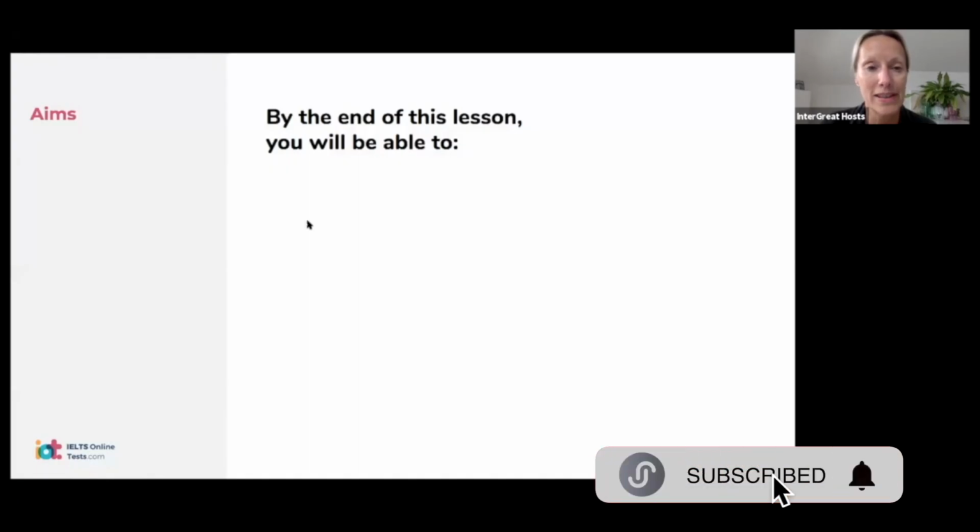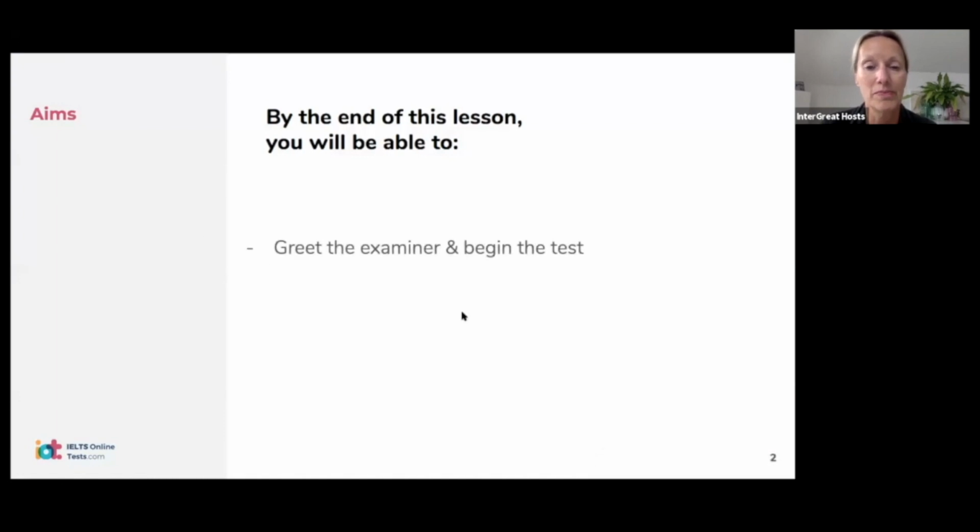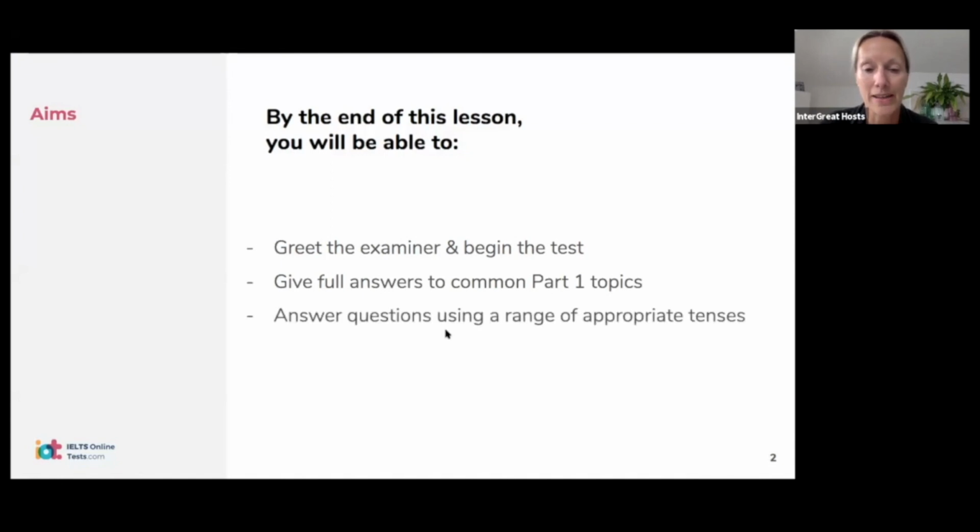Okay, so by the end of this lesson, you'll be able to greet the examiner and begin the test. Give full answers to common Part 1 topics. Answer questions using a range of appropriate tenses. And use fluency markers to deal with unexpected topics.